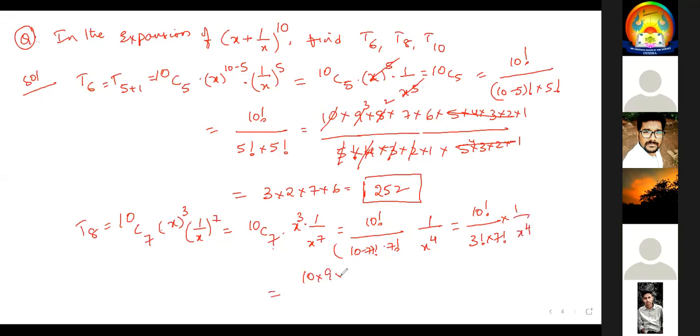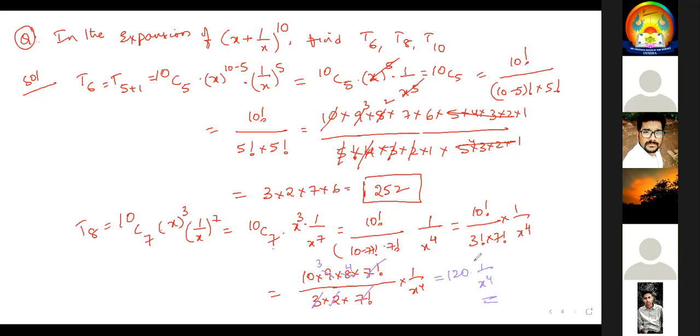So 10 into 9 into 8 into 7 and so on. No need to write all the things, since you can see 7 factorial in the denominator, so from 7 down, the rest is 7 factorial. 3 factorial into 10 into 9 into 8 into 7 factorial into 1 by x power 4. Now these directly get cancelled. 3 ones are 3, 3 threes are 9, 2 fours are 8. As the girl said, it is 120 into 1 by x power 4.